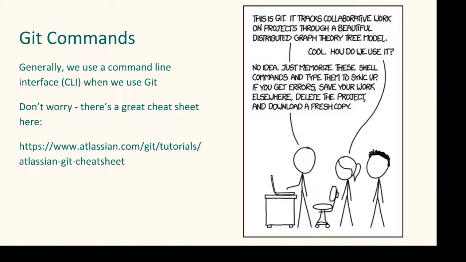So I really like this cartoon too. This is Git. It tracks collaborative work on projects through a beautiful distributed graph theory tree model. Cool, how do we use it? No idea. Just memorize these shell commands and type them to sync up. If you get errors, save your work elsewhere, delete the project, and download a fresh copy. So that is funny because it's true.